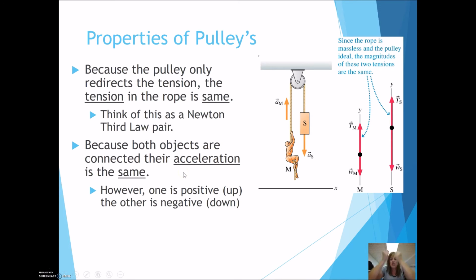because they're attached, they have to move together, right? If you tie yourself with a rope and you attach it to a friend, when they accelerate, you accelerate. They kind of drag you along. So your accelerations are the same.